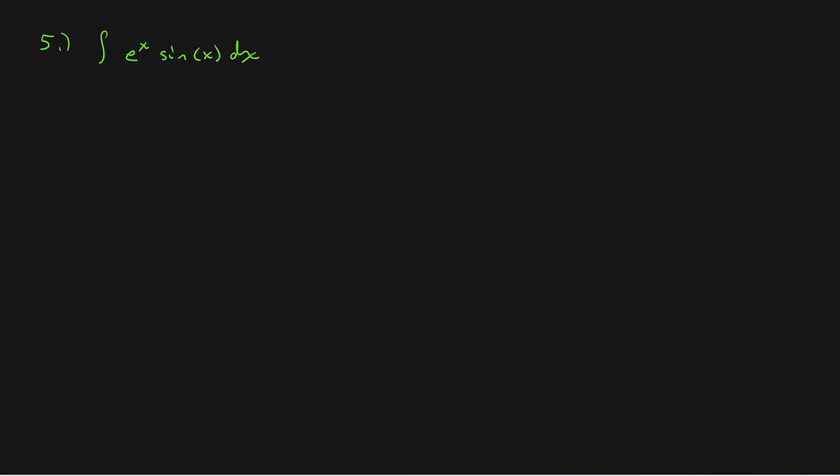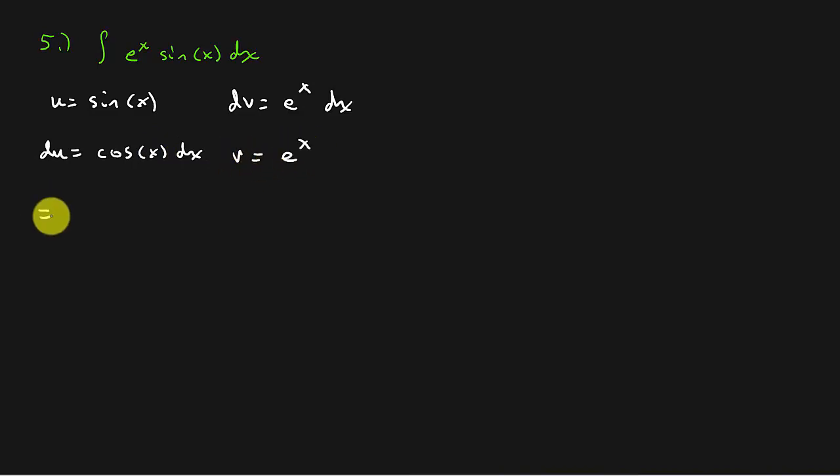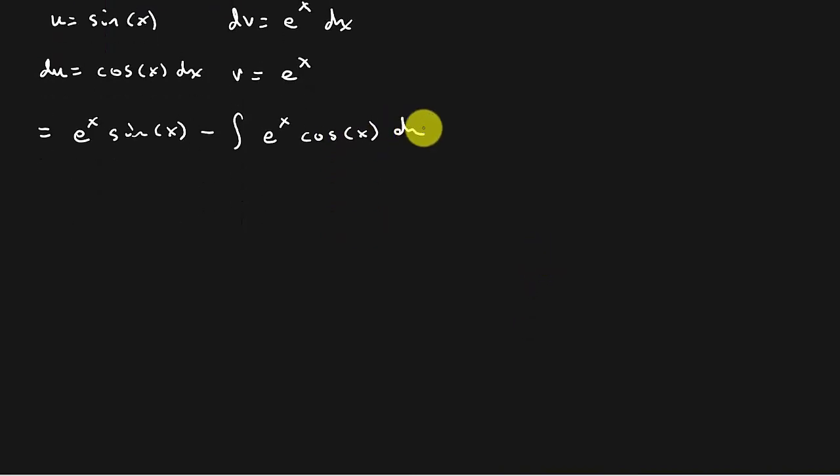It's really not making much of a difference. So let's just try something. So let's go ahead and let u equal sine x, and let's let dv equal e to the x dx. So du is cosine x dx, and v is e to the x. And so this is going to give us e to the x sine x minus the integral e to the x cosine x dx.